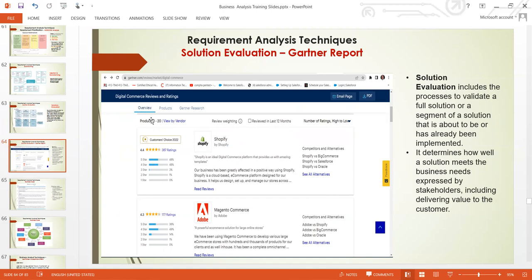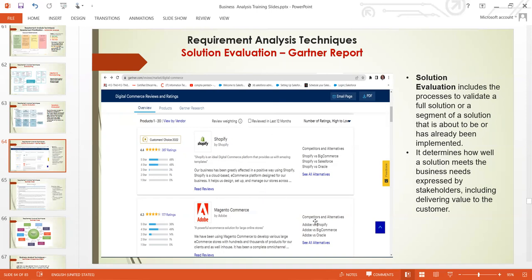For instance, you want an e-commerce solution. Here you can see commerce solutions. Here you see Shopify, you see Magento for Adobe, and so many of them. So that's how we use Gartner to analyze our solution.